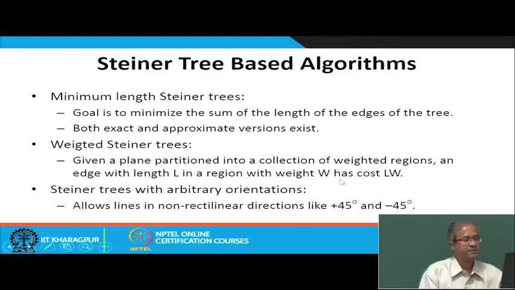And some works have been done where Steiner trees with arbitrary orientation, particularly diagonal connections, 45 degree angle connections, are also allowed. So, there are some grid routing algorithms which are also based on Steiner trees.